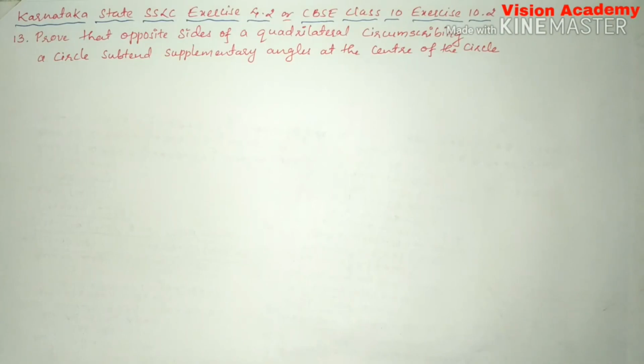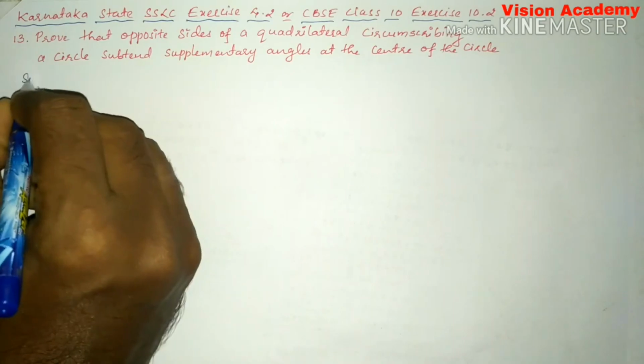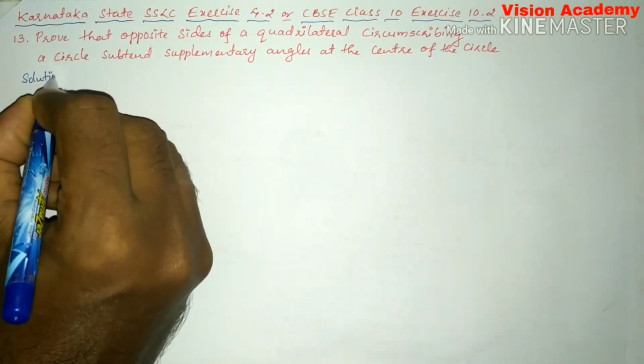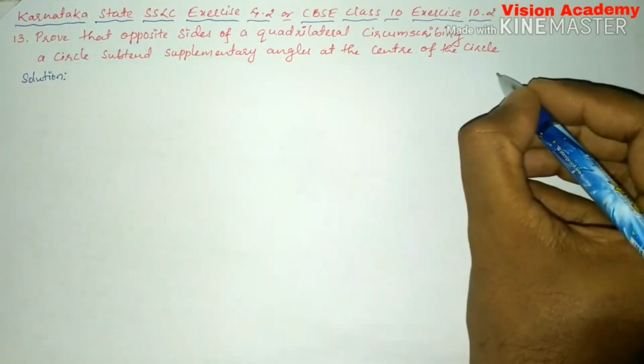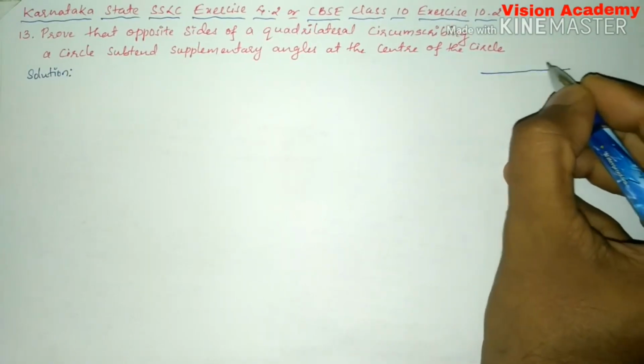Question number 13. Prove that the opposite sides of a quadrilateral circumscribing a circle subtend supplementary angles at the center of the circle. Let us write the solution for the given problem. So let us draw a quadrilateral.